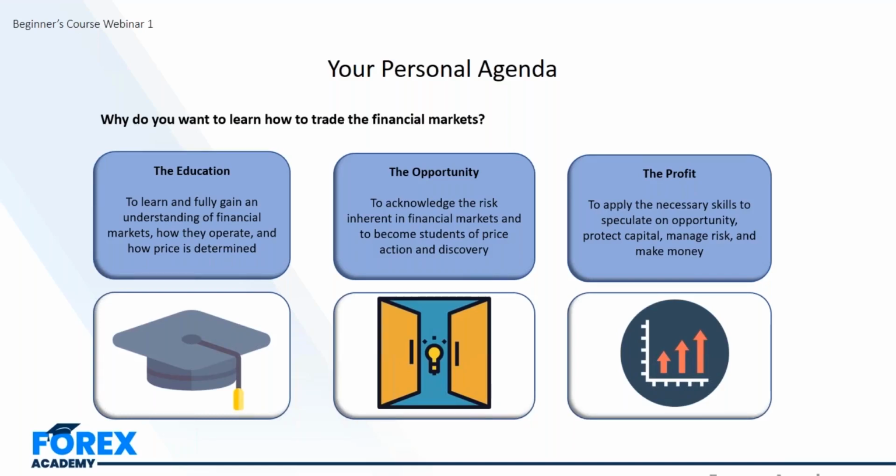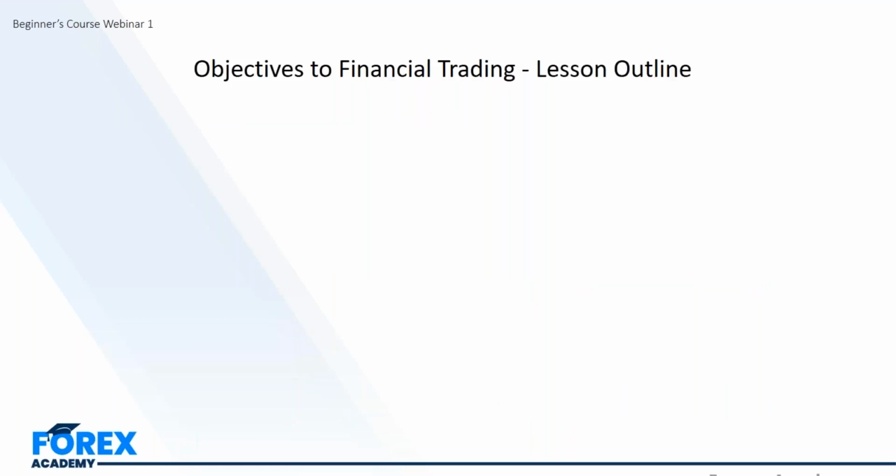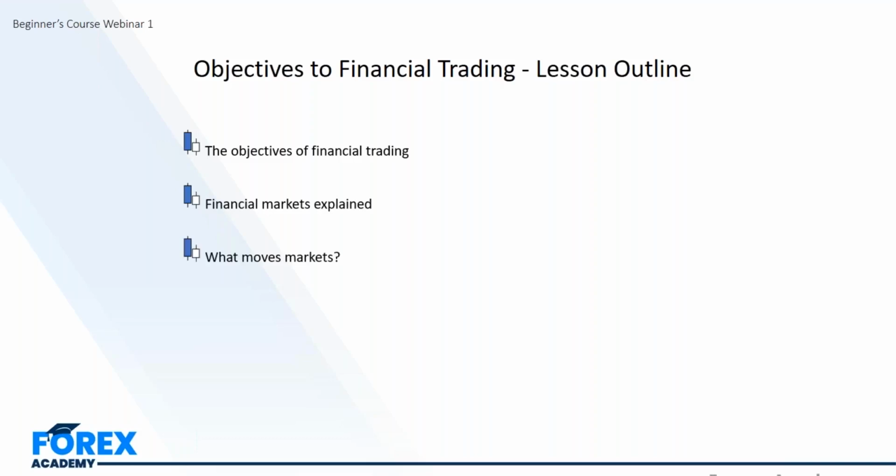So let's have a quick look at the objectives then of this course. We have personal agendas as traders to learn, of course, to identify opportunity and to profit from markets. Here's exactly what we'll be discussing in today's lesson. First and foremost, indeed, the objectives of financial trading. Financial markets explained. What exactly moves markets and asset prices? And then we'll be looking within those financial assets, the industry as a whole. That also will help us define our role, and it's very important, a main principle of this lesson, to define our role within the industry and what is more suited to us as retail traders to trade.